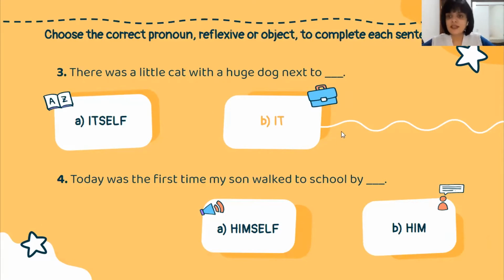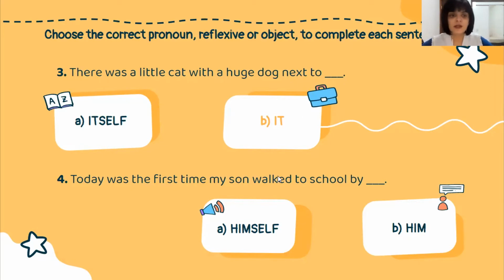Alright, in this case, the answer is it, right? Porque aqui nós temos uma preposição, que é a next to, que ela vai indicar um local. Então, nesses casos, como a gente já viu, a gente não utiliza o reflexive pronoun, e sim o object pronoun, ok? Então, a frase vai ficar: There was a little cat with a huge dog next to it. Então, havia um gatinho com um grande cachorro perto dele.